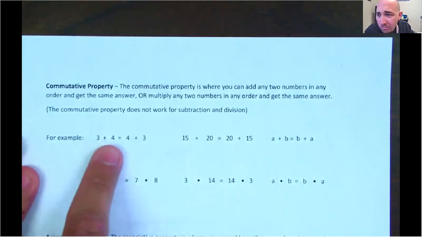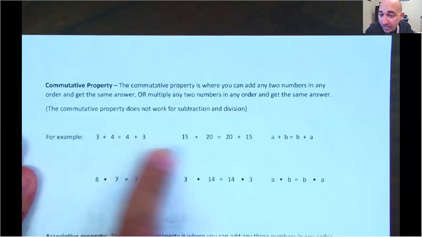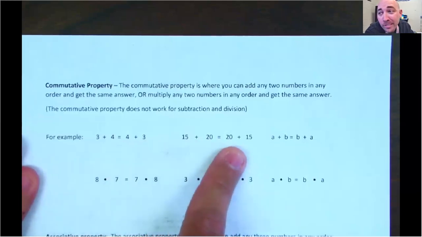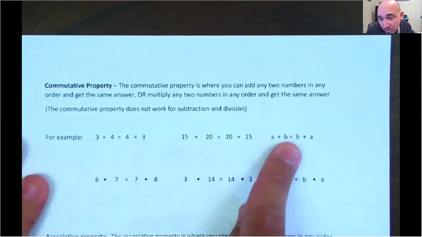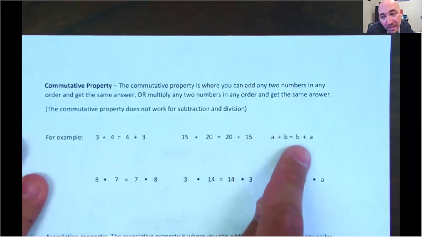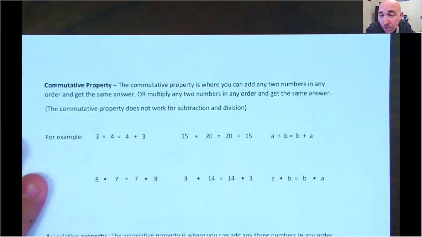Guys, isn't 3 plus 4 the same as 4 plus 3? Yeah. Isn't 15 plus 20 equal to 20 plus 15? Yep. And then we put some variables here because we're about to go into algebra. So A plus B, whatever the value of A and the value of B, is going to be the same as the value of B plus A. So those are the same.